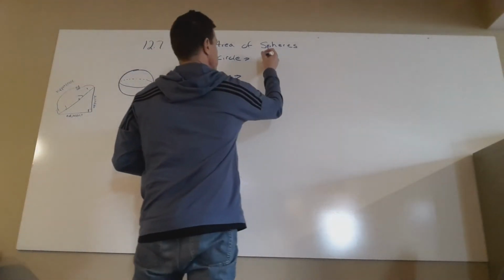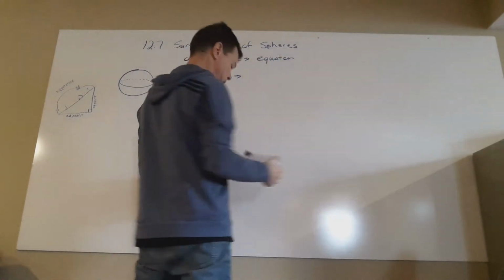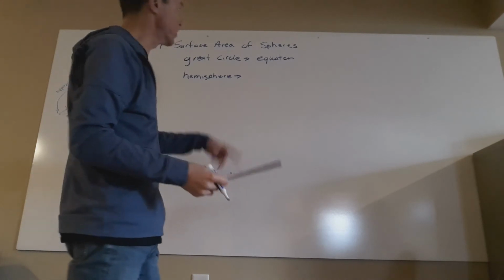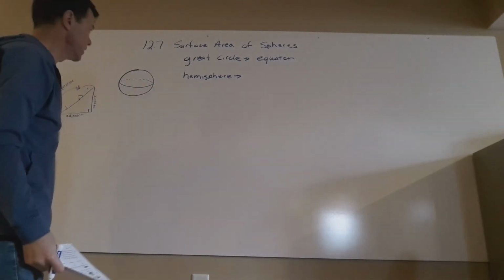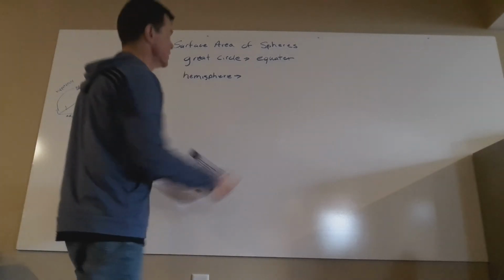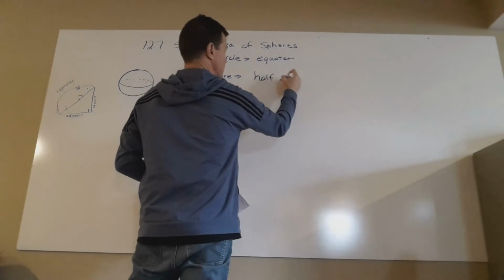The equator would be the easiest thing I would say to try and think of as a great circle, but it's just a circle that's going around the center of that sphere. A hemisphere would just be half of the sphere, or like it's half of the ball.